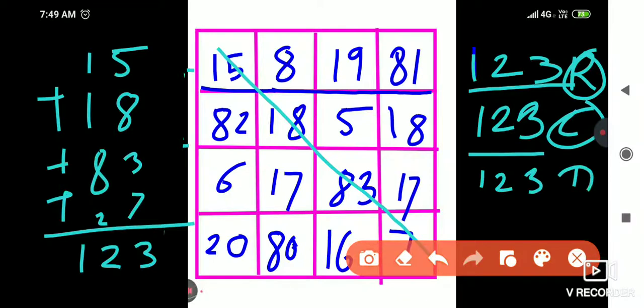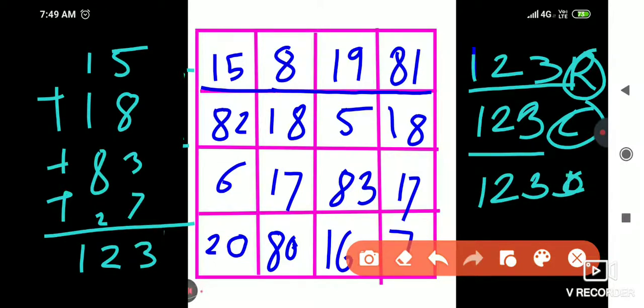123. So this diagonal is also 123. Now I will show you the addition of its diagonal. Okay, now I will do the addition of this diagonal.